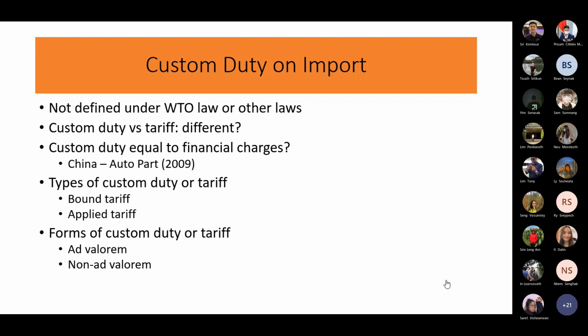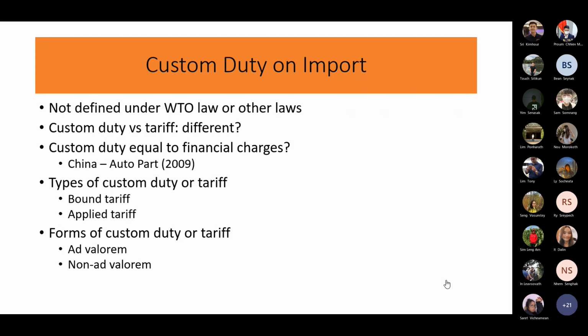Check keywords carefully. The word custom duty is applied by the custom officer at the border. But financial charge can be the VAT, special tax, sensitive tax. They are all in the form of financial charge. So is custom duty equal to financial charge? No.